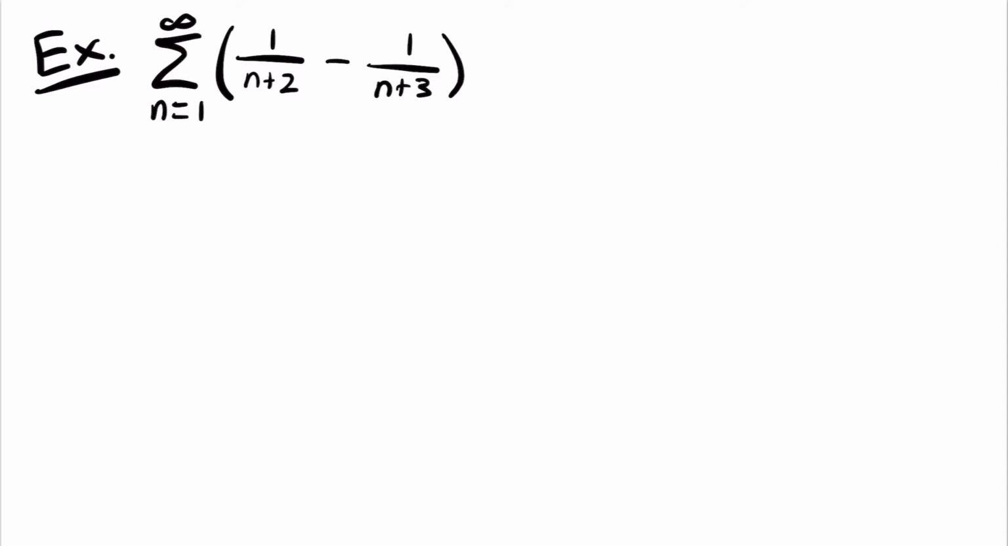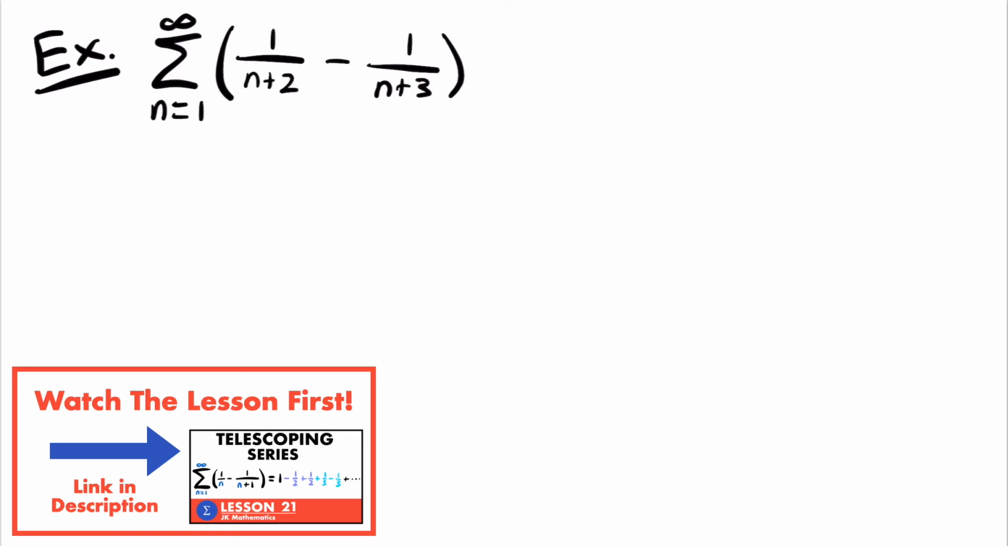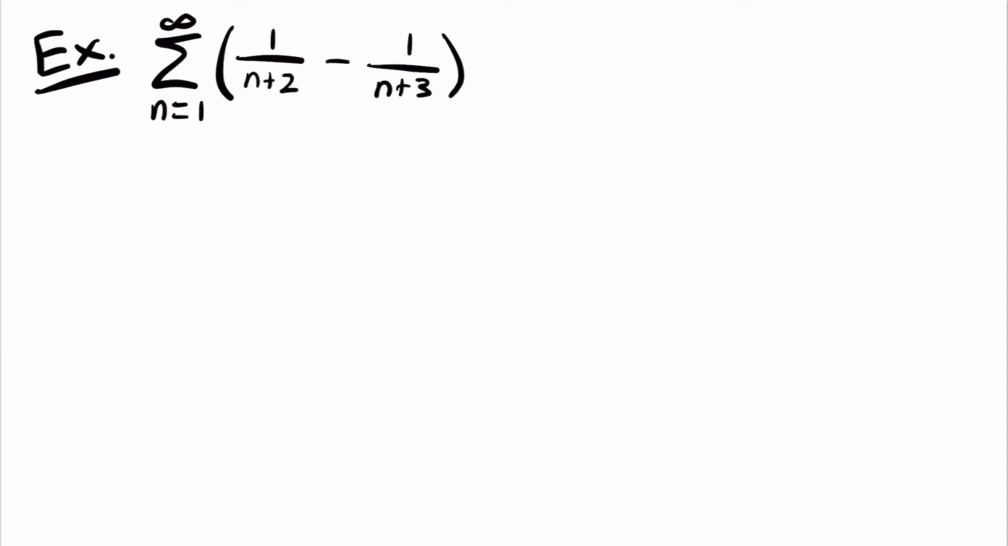We have the sum from n equals 1 to infinity of 1 divided by n plus 2 minus 1 divided by n plus 3. And so what we want to do to determine the convergence of this series is first identify if it is a telescoping series. And if we can say that about this series, we will be able to determine its convergence pretty easily.